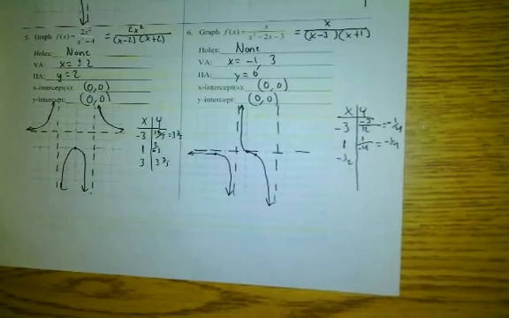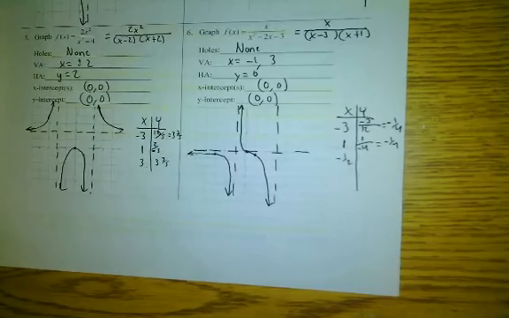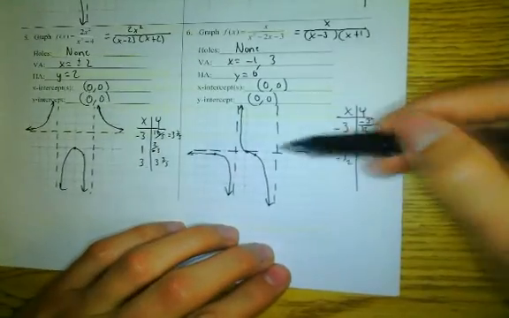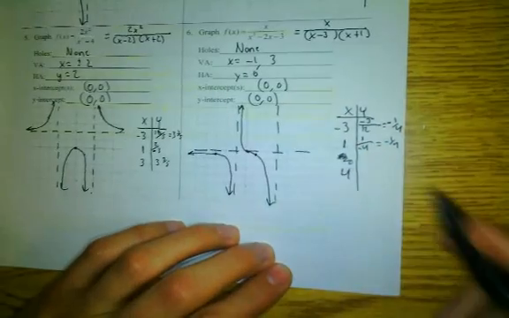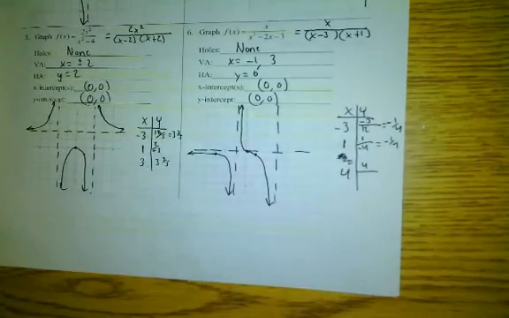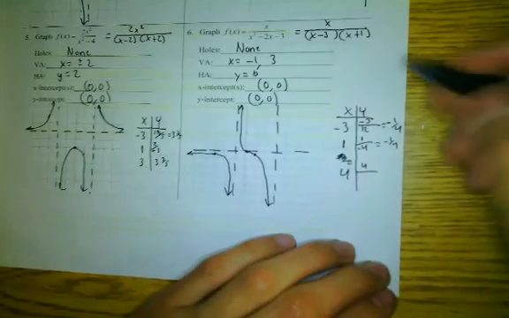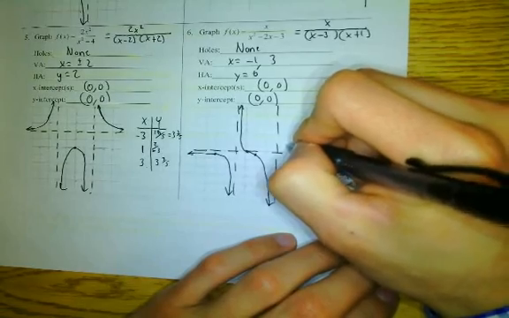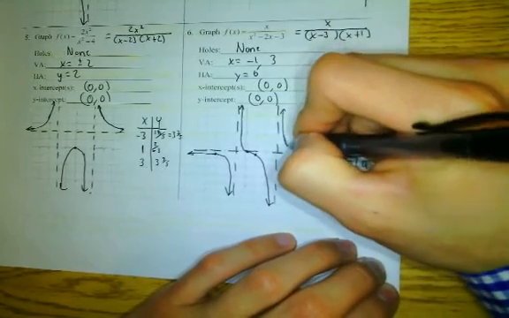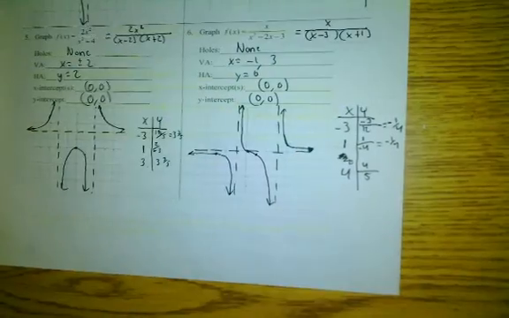Now, let's test a value on the right-hand side. If we put 4, that'd be 4 in the numerator. 4 squared is 16, minus 8 is 8, minus 3 is 5. So 4/5, somewhere in here. That means your graph should look something like this. Questions, concerns? We're good? Alright, let's move on.